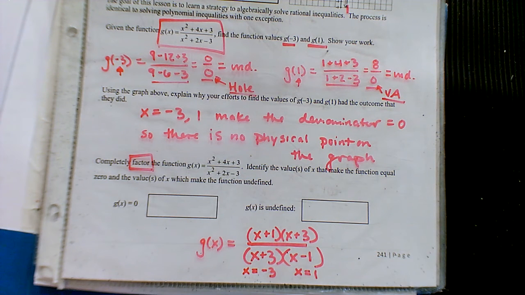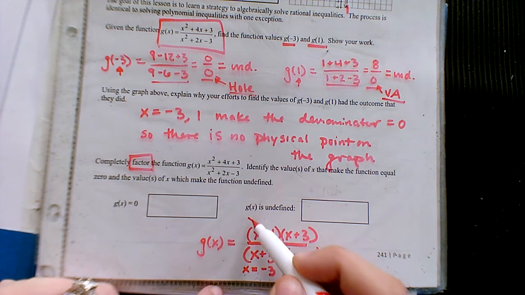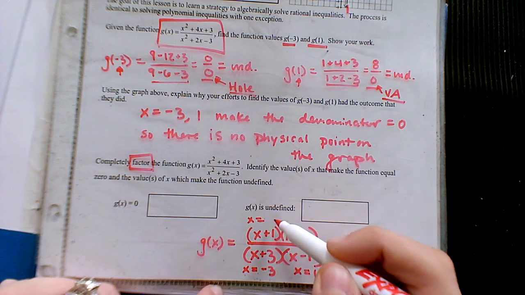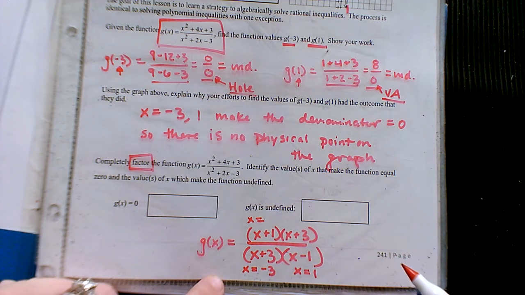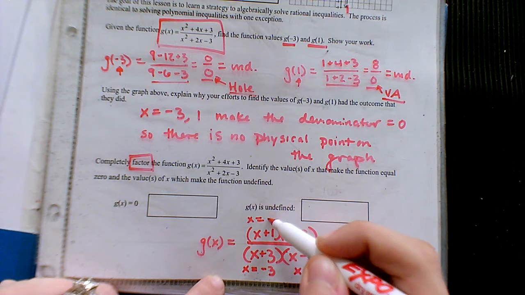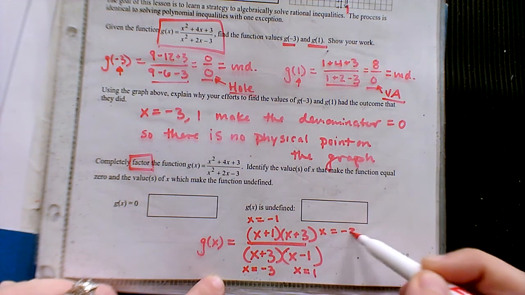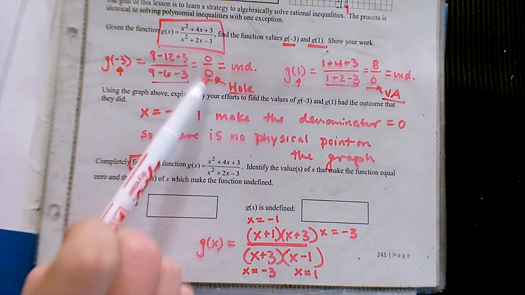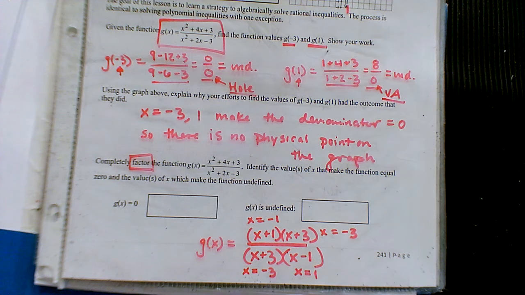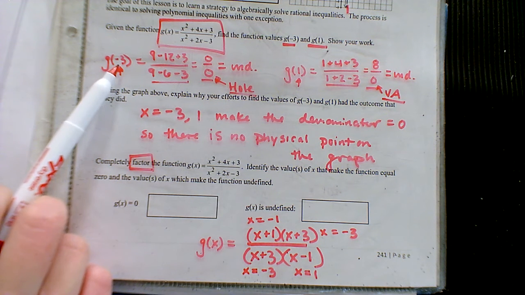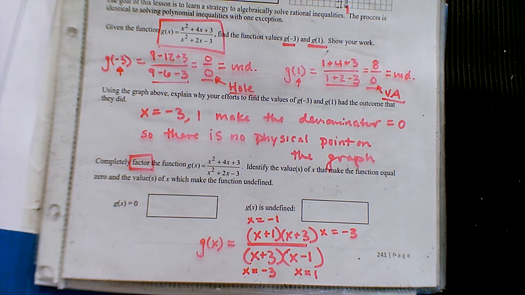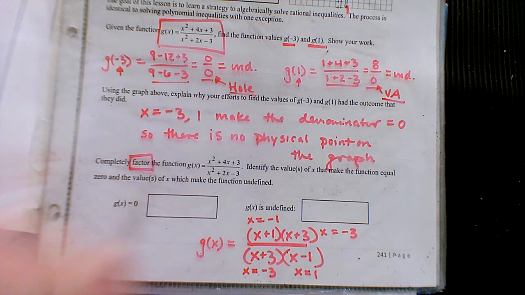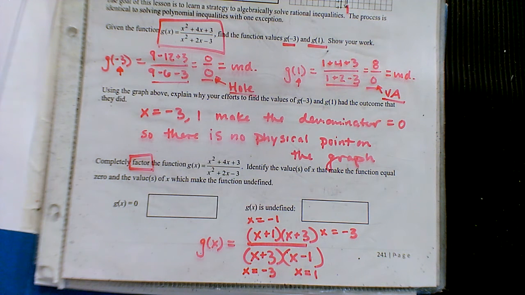What about the numbers that make the top 0? Yeah? Negative 1 and negative 3. Okay. So when you're factoring, let's see if we can figure out where we have a hole versus where we have an asymptote. Why do you think we have this hole at -3? What's happening with these factors that's going to give us a 0 over 0? Do you see it? They're kind of like canceling out on both sides.